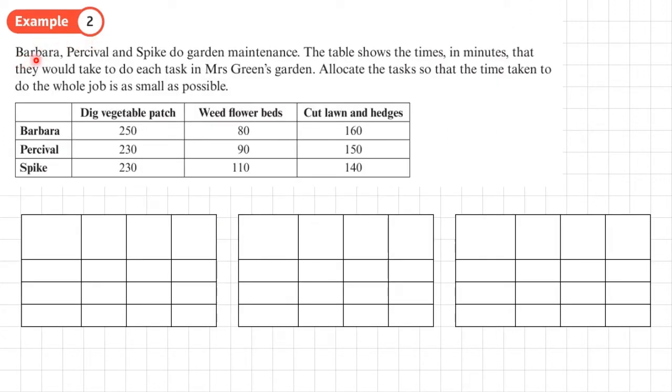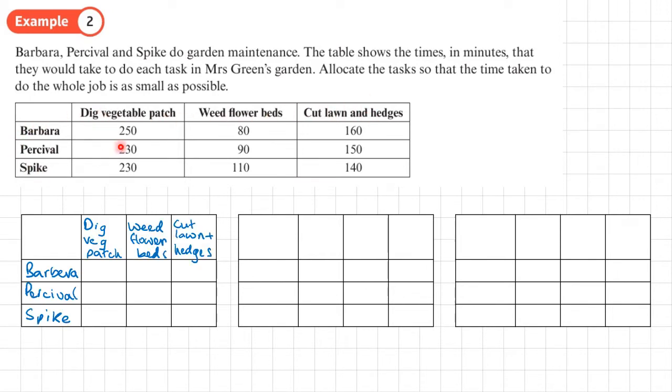Example 2. Barbara, Percival and Spike do gardening maintenance. The table shows the times in minutes that they would take to do each task in Mrs. Green's garden. Allocate the task so that the time taken to do the whole job is as small as possible. So here again, costs is time. These are our workers and these are the tasks here.